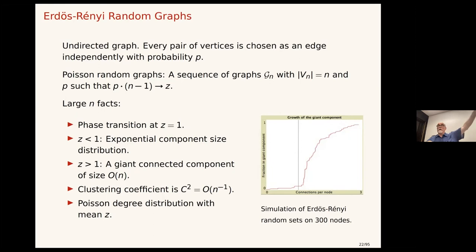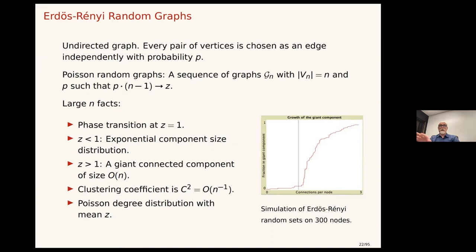Okay, now I say the giant connected component, because it is a probability one statement. You have to build the right probability space in order for this to make sense, okay? But if you do it, you get the result that the giant connected component is unique. There's only one, okay?